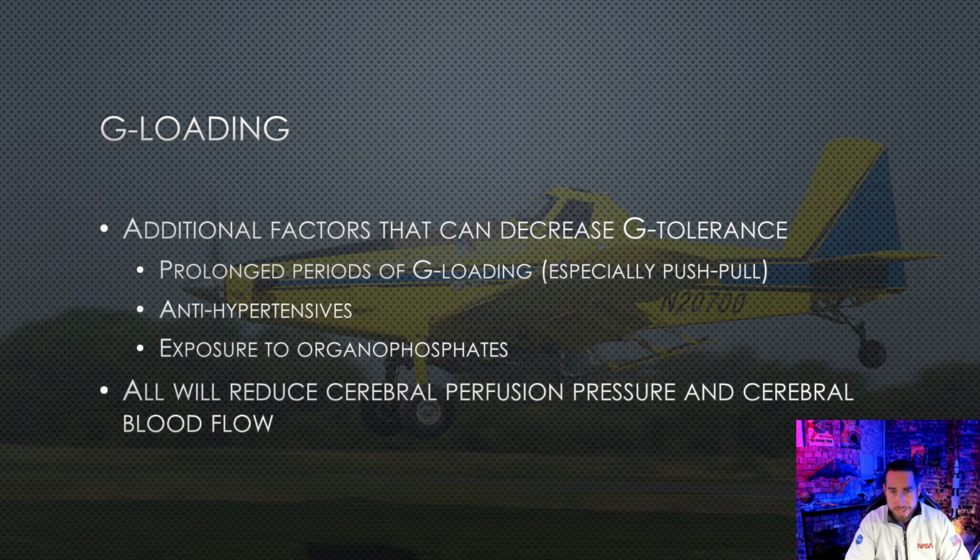Antihypertensives are a big thing. If a pilot's on an antihypertensive, especially something like an alpha blocker, it can increase the risk of orthostatic hypotension, we know, but it also decreases the ability for reactive vasoconstriction. So it decreases the ability to react to these sudden pressure changes. The overall end result is it decreases cerebral perfusion pressure and cerebral blood flow, which increases the risk of bad things happening. And then exposure to organophosphates is going to be a big thing that, in addition to everything else, will also decrease your G tolerance.